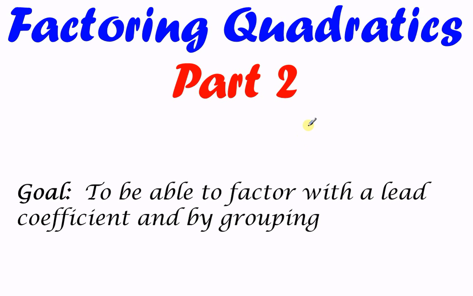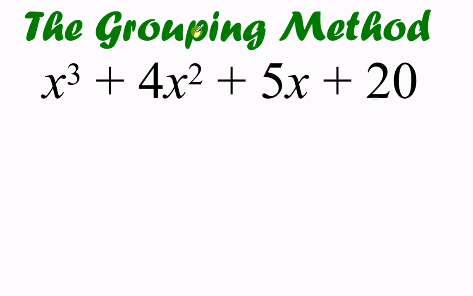Welcome back to factoring part 2. This one's going to be a bit more complicated because we're going to see something called factoring by grouping and when there's a lead coefficient involved. So if you didn't watch part 1 yet and you get confused in this video, please go back to that and make sure you get the basics down first, and we'll try to get a little more in detail in this video. So the first thing we're going to do is something called the grouping method.